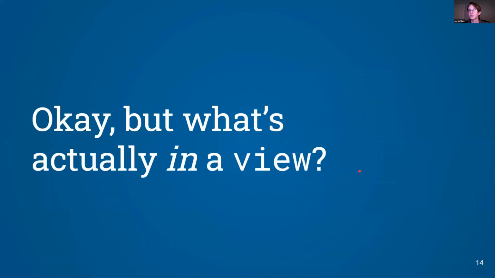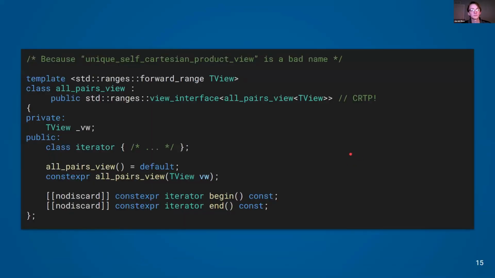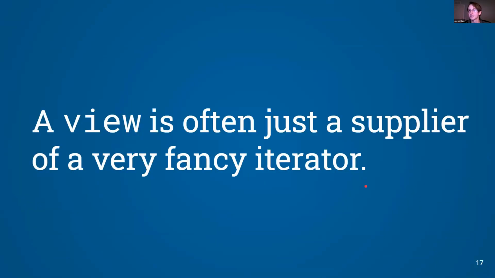But what actually goes into one? How do we make sure that no matter how many elements are behind this view, it's always this like lightweight thing that we can use? This is essentially the definition of all pairs view, which is what I'm calling the one that I showed previously. There's a lot hidden in this line, but really all we're doing is we're taking a view in of some template type, and then we're providing a begin and an end. But that's actually hiding a lot. And this is my suspicion, that a view is often just a supplier of a very fancy iterator. And that's certainly true in this case and most of the other ones that I've seen.